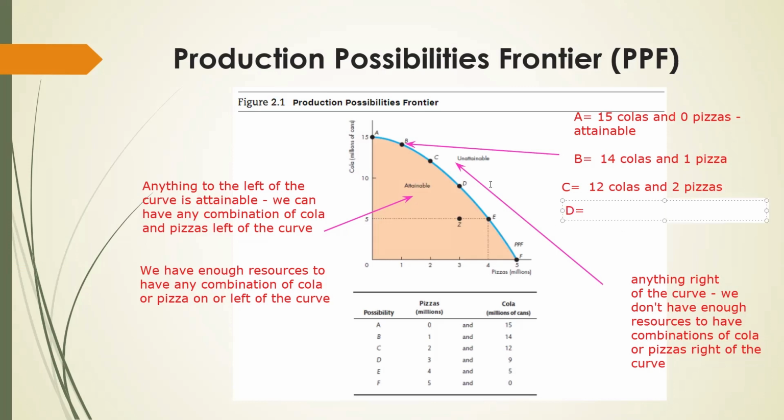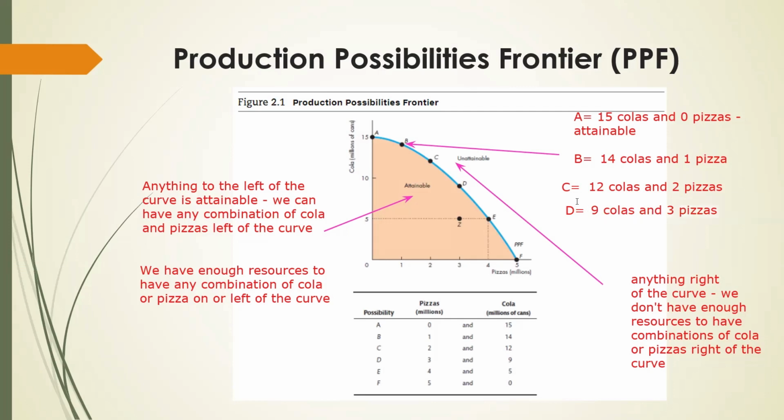And then I'll ask Olivia, do you want to try doing D? How many colas and pizzas there will be? It would be 9 colas and 3 pizzas. Excellent. Great job. That was great. 9 colas and 3 pizzas. Excellent work.